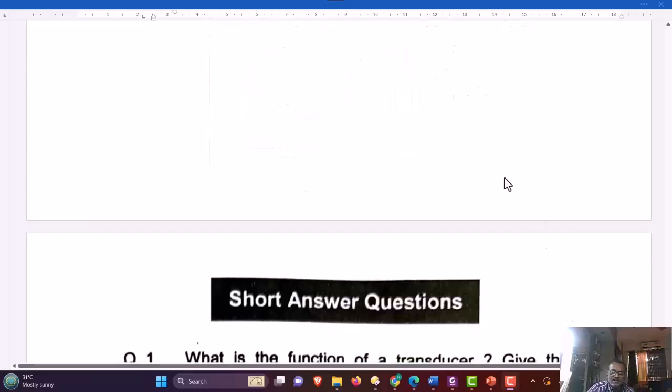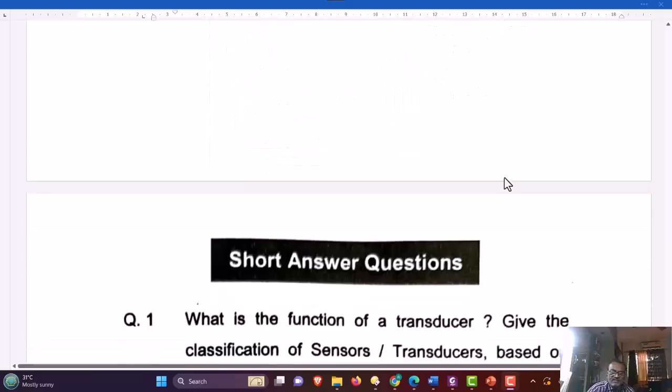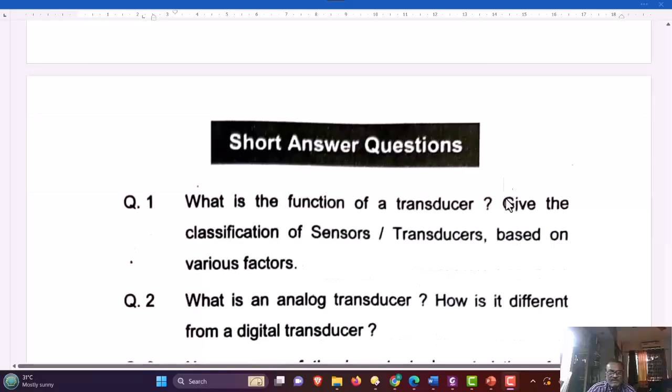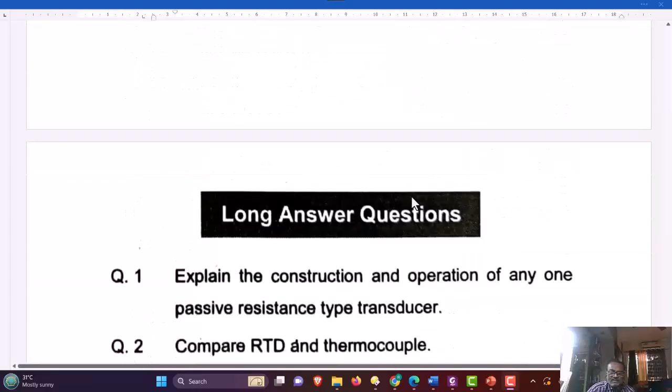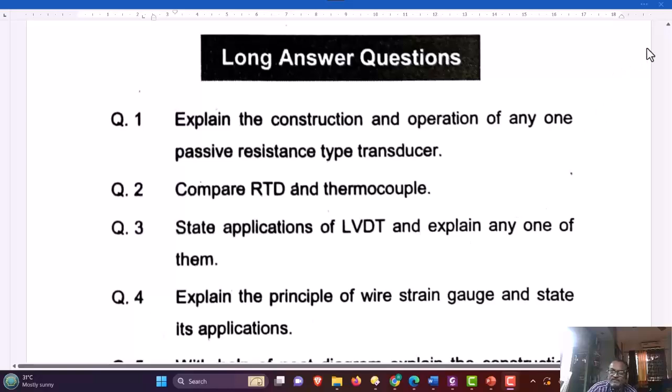That's all, friends, about the sensors. This ends unit number 5. Here there are some short answer questions and a long answer question for practice.